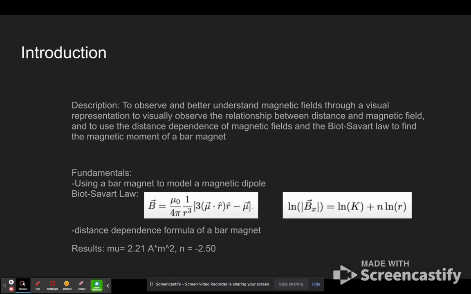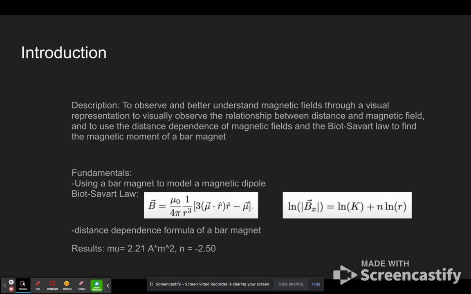Introduction. The goal of this lab is to observe and better understand magnetic fields through a visual representation, to visually observe the relationship between distance and magnetic field, and to use the distance dependence of magnetic fields and the Biot-Savart law to find the magnetic moment of a bar magnet. Here are some fundamentals.